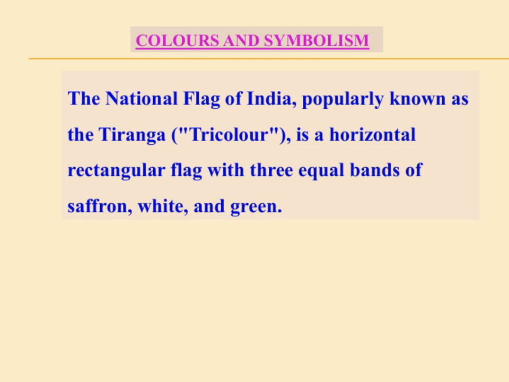Let's take a closer look at the national flag of India, which is commonly called the Tiranga, meaning tricolour. It's a horizontal rectangular flag that features 3 equal bands of color. Starting from the top, you see the saffron band, which symbolizes courage and sacrifice. In the middle, there's the white band, representing peace and truth. And at the bottom, the green band stands for faith, fertility, and the land's lushness.